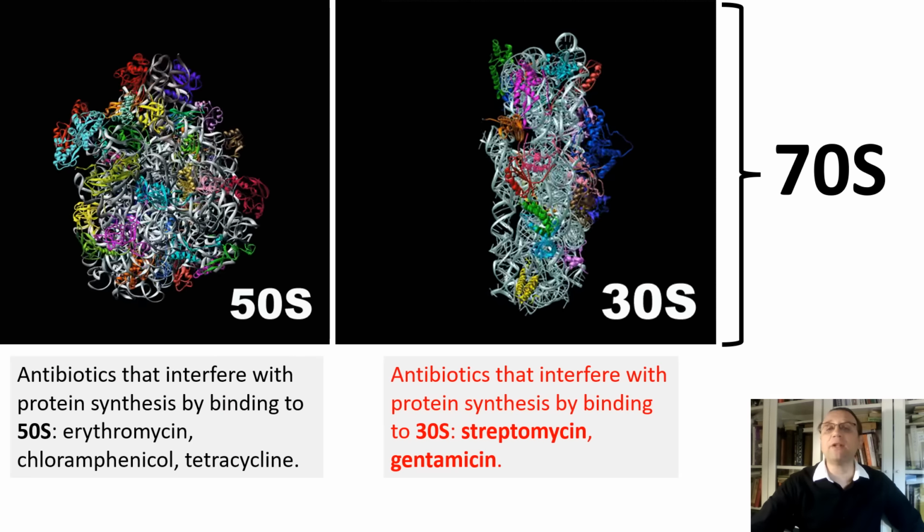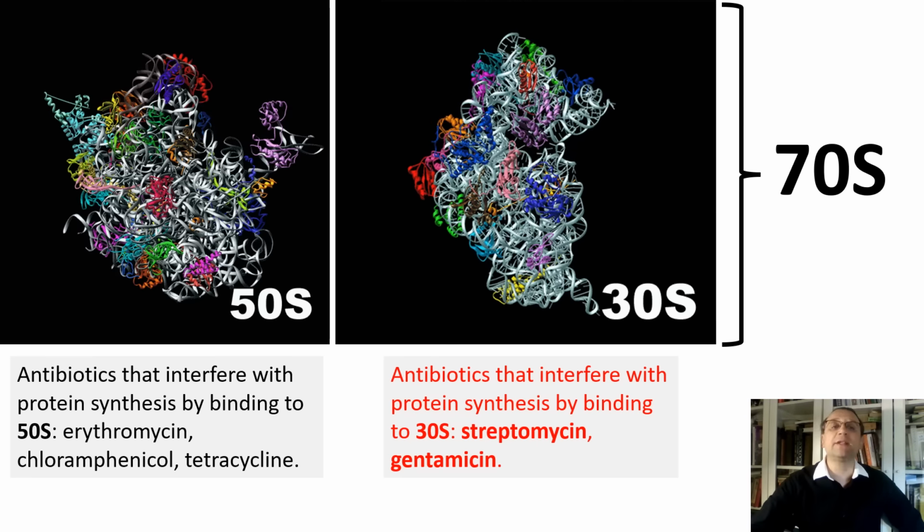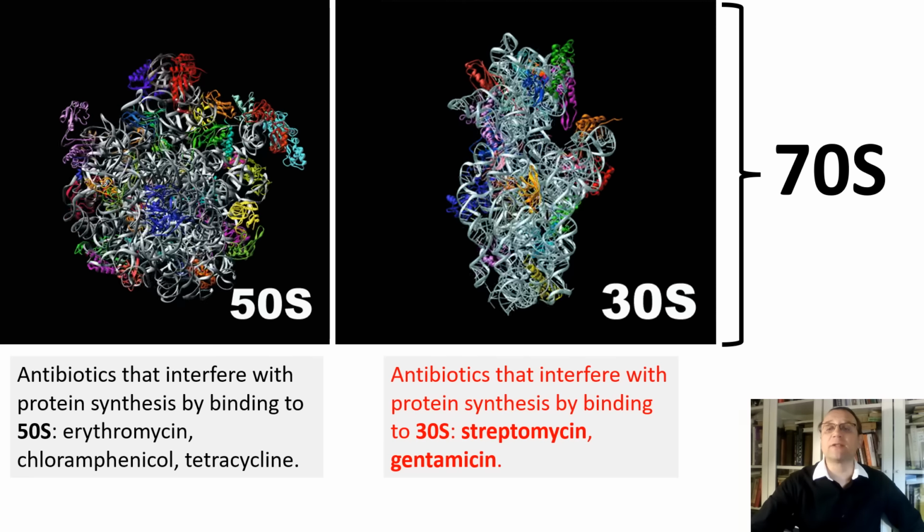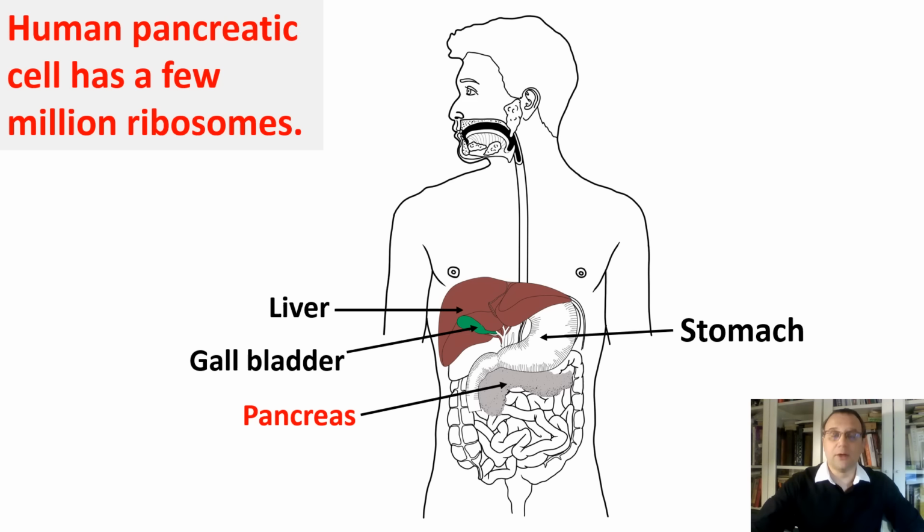Streptomycin and gentamicin bind to the 30S subunit of the bacterial cell, and this event kills the bacteria, while our ribosomes and cells are not harmed. A human pancreatic cell has a few million ribosomes. Why? Well, because our pancreas constantly has to produce a huge amount of protein molecules important in digestion. Pancreatic enzymes, which are proteins, have to break down sugars, fats, and starches. On top of this, our pancreas also helps our digestive system by making hormones. They are chemical messengers that travel through your blood. Insulin and glucagon are peptide hormones derived from proteins.